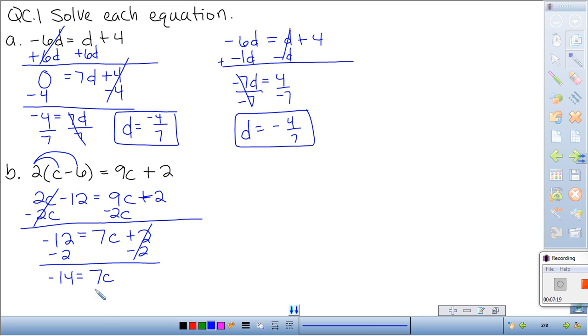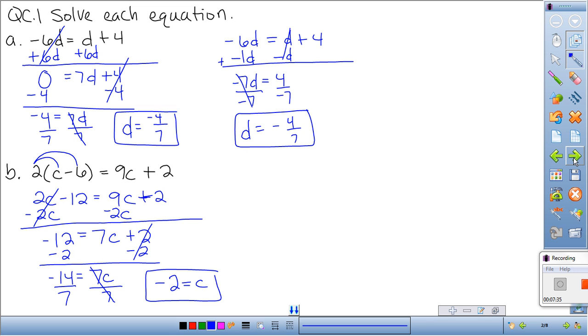The opposite of 7 times c is to divide both sides by 7. So 7 divided by 7 is 1. Negative 14 divided by 7 is negative 2 equals c. And keep in mind that you can always plug in your answer for your variable to check it.